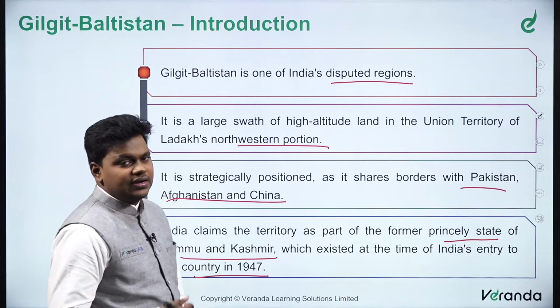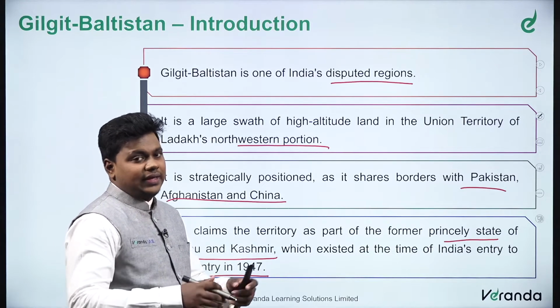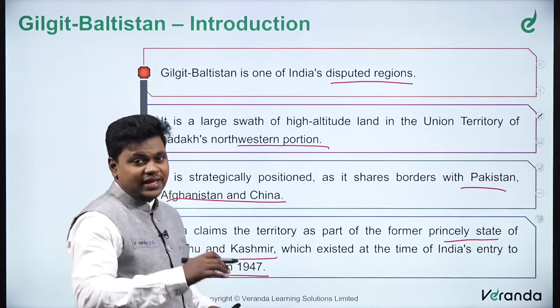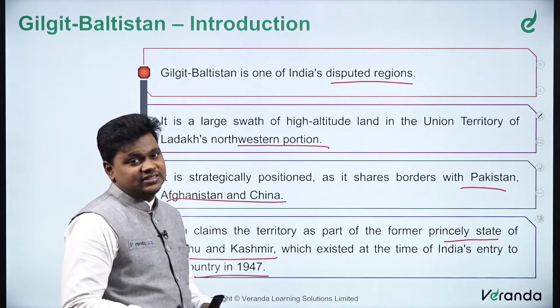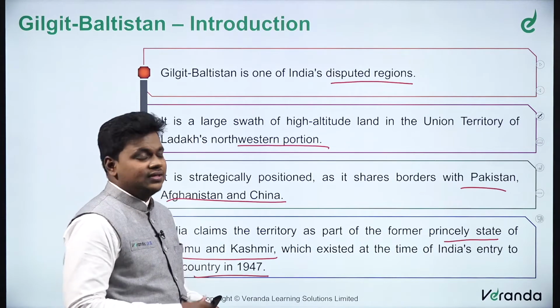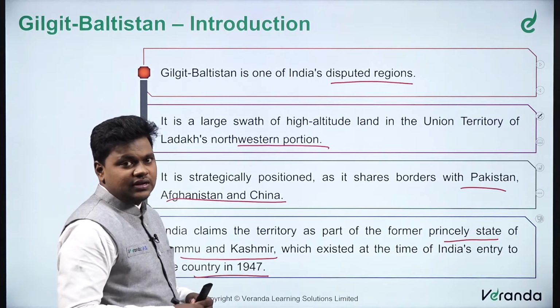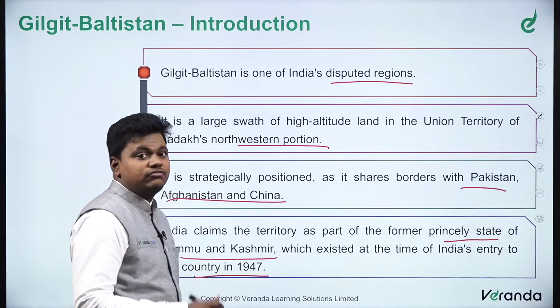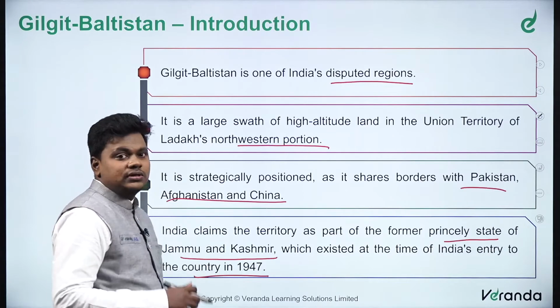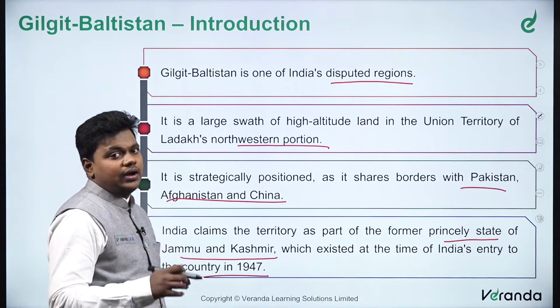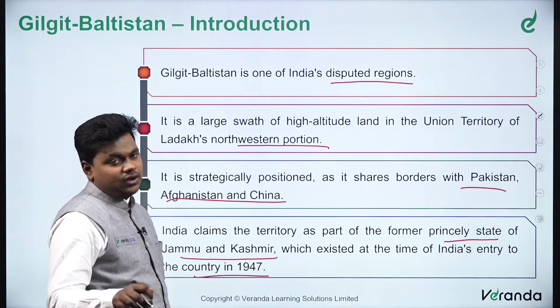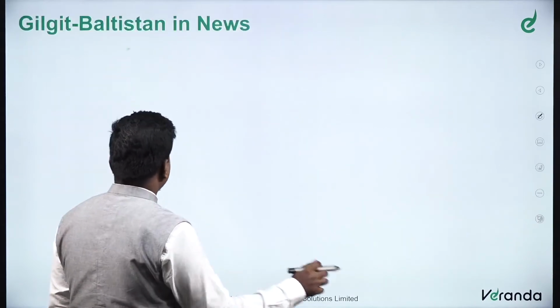So, during the country's partition, the state of Jammu and Kashmir was acceded to India by the king of Jammu and Kashmir, but eventually Pakistan occupied this region, and from then this region became part and parcel of Pakistan.